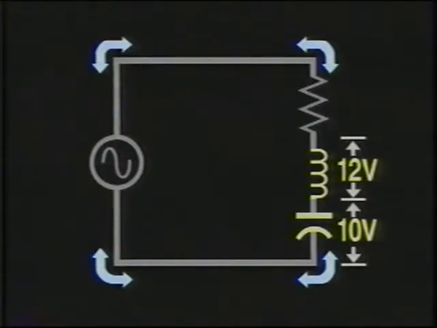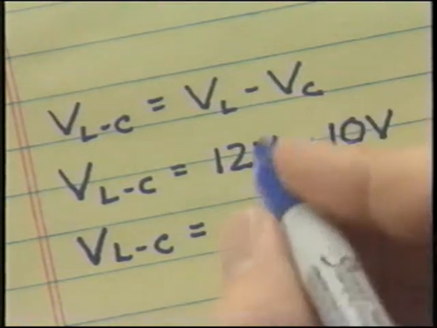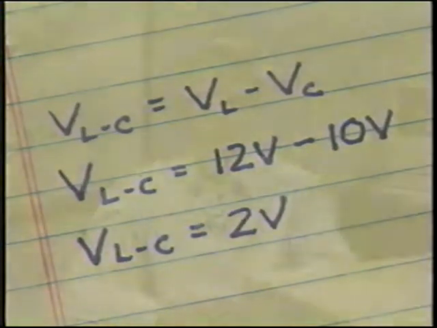As an example, suppose you have a series RLC circuit where, at a given frequency, the inductive voltage is 12 volts and the capacitive voltage is 10 volts. To find the combined voltage across the inductor and capacitor, subtract V sub C from V sub L. 12 volts minus 10 volts equals 2 volts.